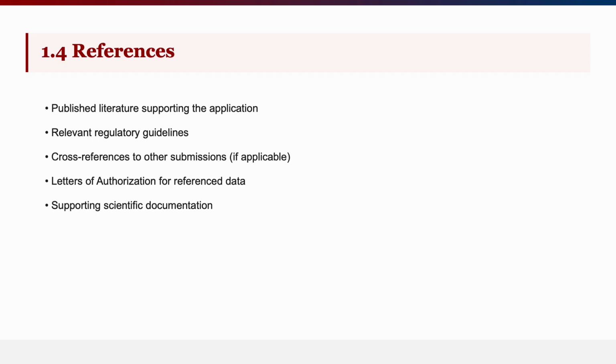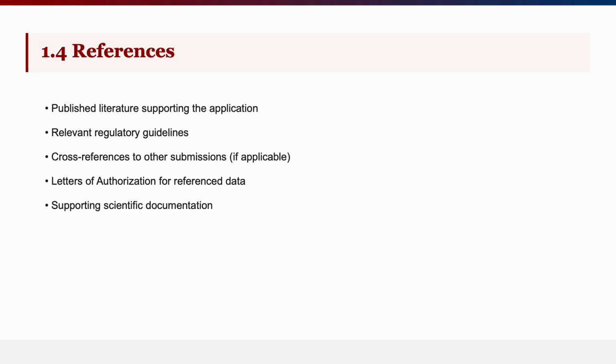Section 1.4 contains references that support your clinical trials application but aren't part of the core submission documents. Published literature can provide important context for your clinical trial. If you're citing published studies to support your rationale, safety assessment, or study design, include those publications in this section. Relevant regulatory guidelines may be referenced if they inform your approach.